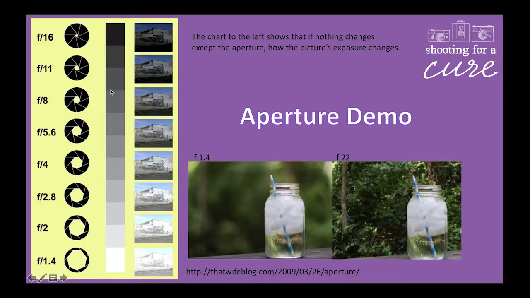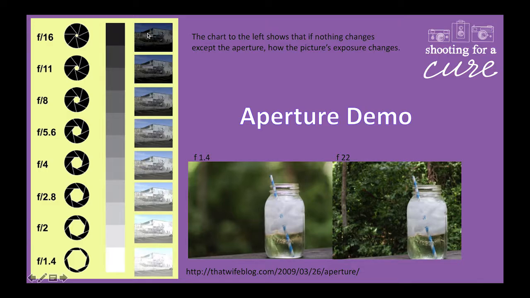So let's go over here to this side. I pulled this chart off of Pinterest. This is not something that I made. But what we're going to do here is change the aperture, which means we're going to change the opening of the lens. We're going to change how much light is coming into the sensor. But we're not changing anything else. We're not changing the shutter speed, and we're not changing the ISO. Those remain constant. So if you look at this first picture here, you can see it's kind of dark.